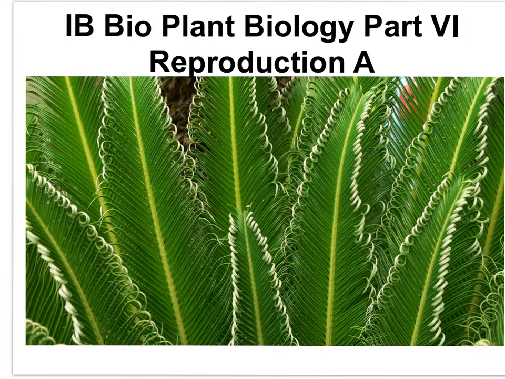IB Bio, Plant Biology Part 6, Reproduction A, will focus on the angiospermophytes, the flowering plants. The movie will examine flower structure and then examine the phenomenon of how changing light conditions as a seasonal environmental trigger would stimulate flowering at the right time of year. The essential idea is reproduction in flowering plants is influenced by the biotic and abiotic environment.